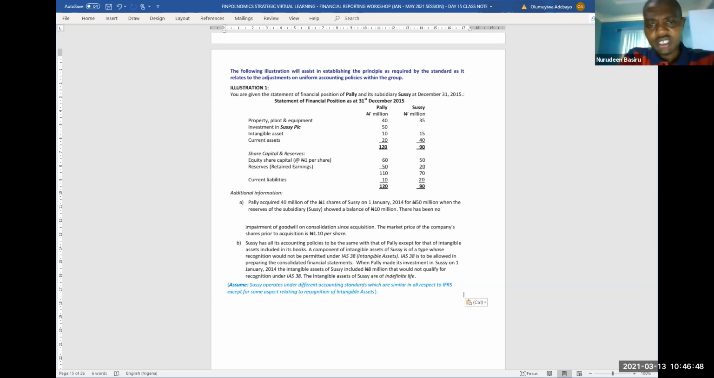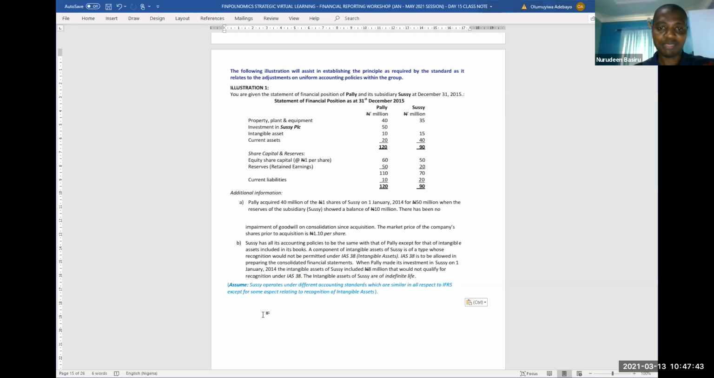My understanding of this illustration is that it tries to test the difference in accounting dates with respect to the parent and the subsidiary. However, the question lets us understand that they were the same, except for only one component, which is intangible assets as recognized by IAS 38. That is the only one I believe we need to adjust for before consolidation can take place. Okay, I think what you are referring to is accounting policy, not dates. Oh, sorry, accounting policy, yes.